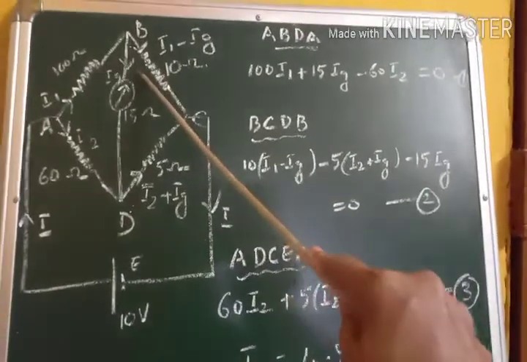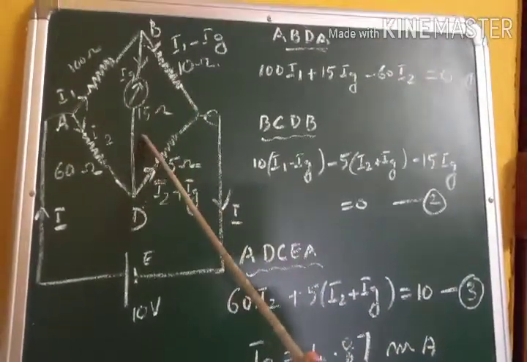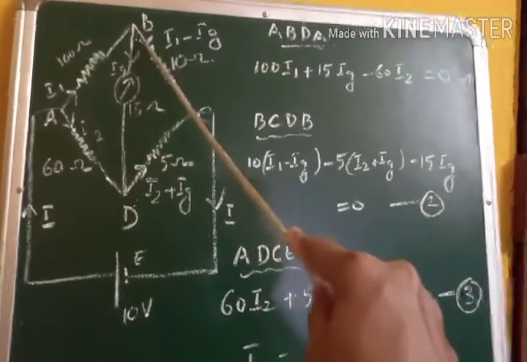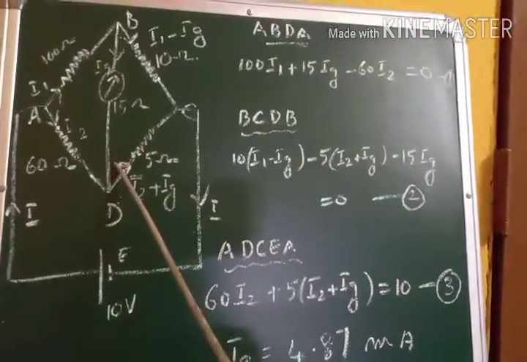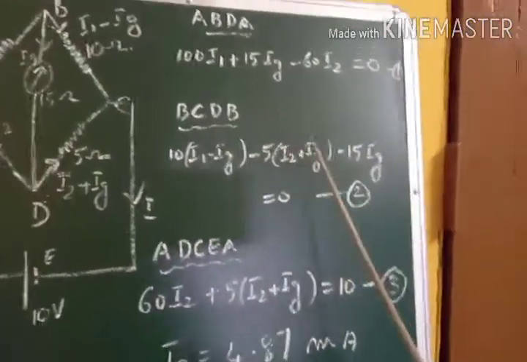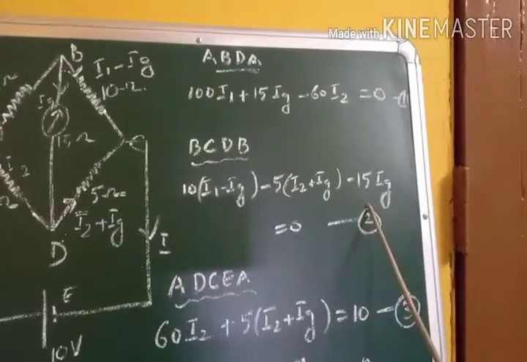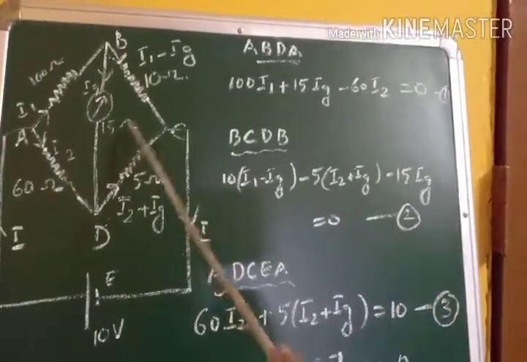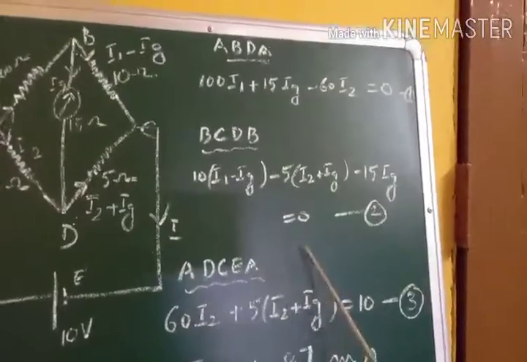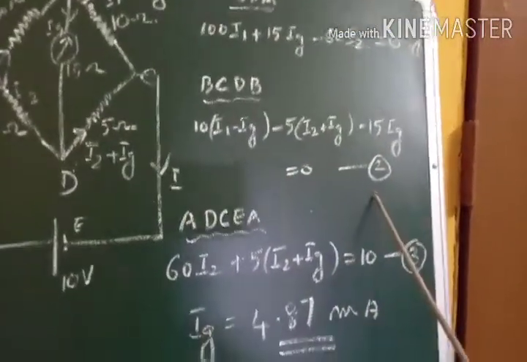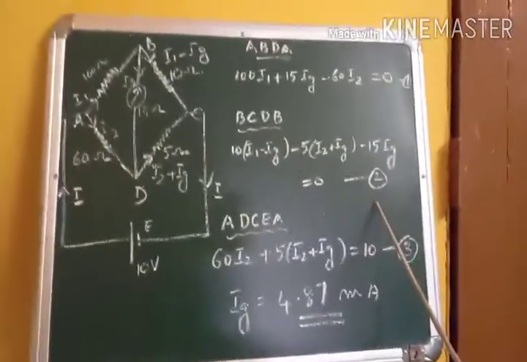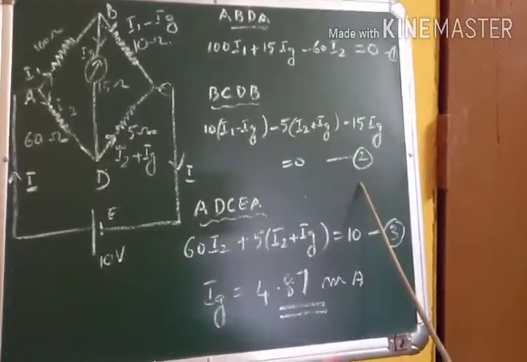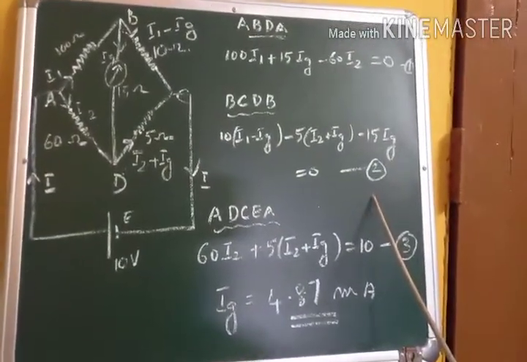Then BCDB, this is the direction of traversal through the galvanometer, but the current through the galvanometer is in the opposite direction. So again minus 15 into Ig. Okay, and again there is no EMF, so equal to 0. Second equation we got. Now at least one equation with the cell EMF we have to consider, then only we will be able to solve that.